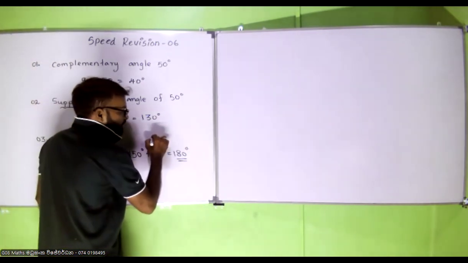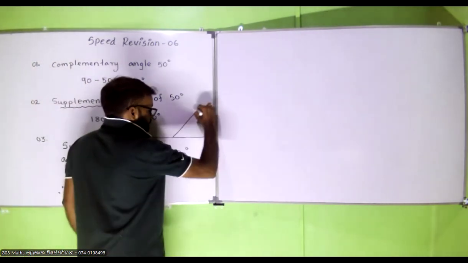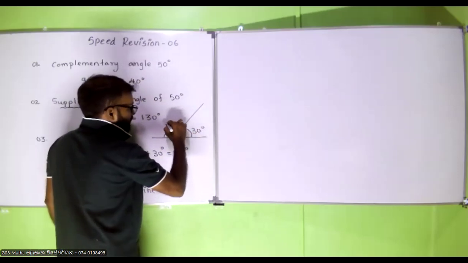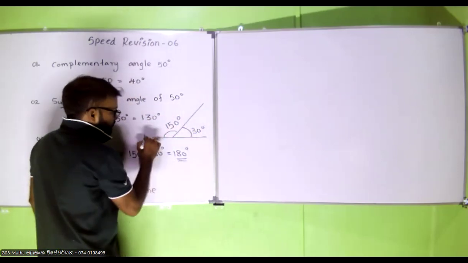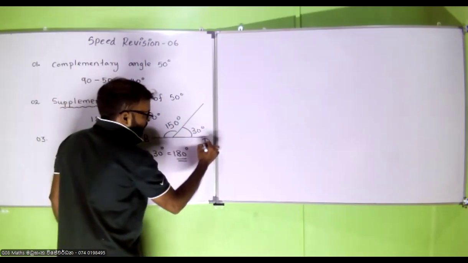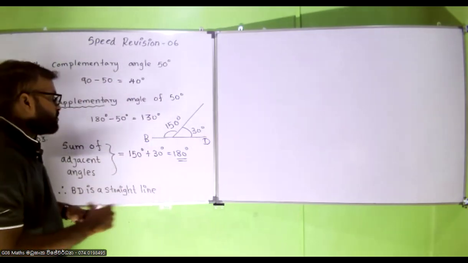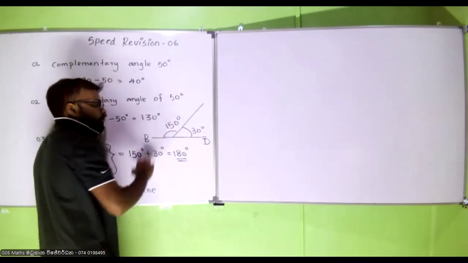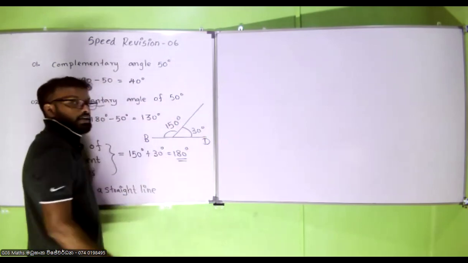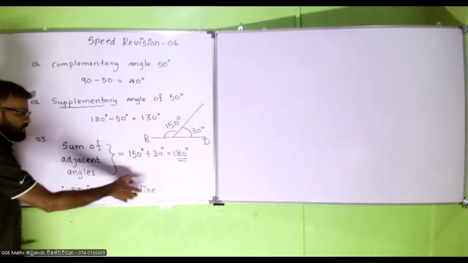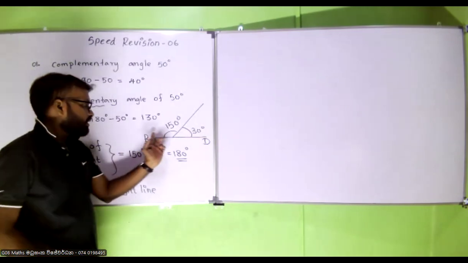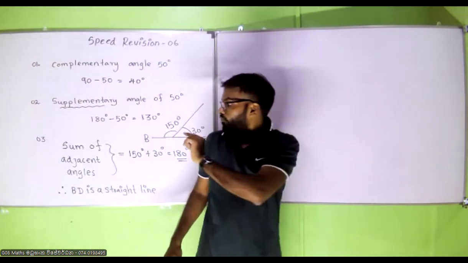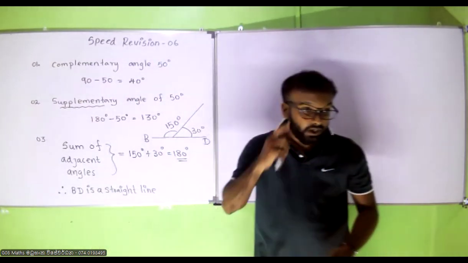So this is the figure that you are having. This angle is 30 degrees. This angle is 150 degrees. So this is BD. This is 150, this is 30. So if you get the summation, it is equal to 180. Therefore, BD is a straight line, because angles on a straight line give a summation of 180 degrees. Keep that in your mind.